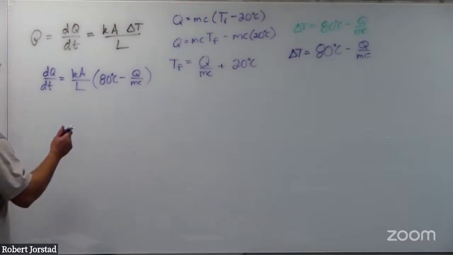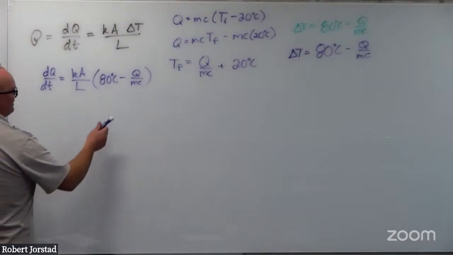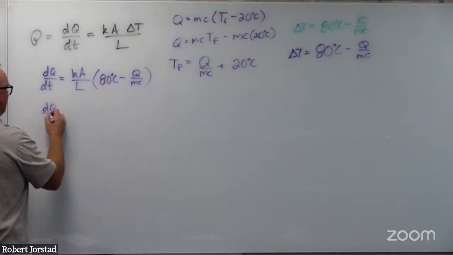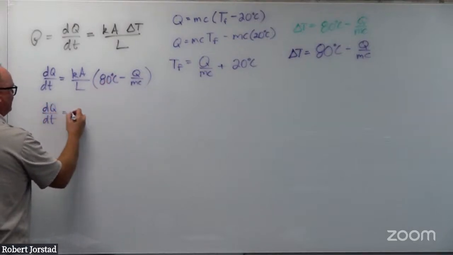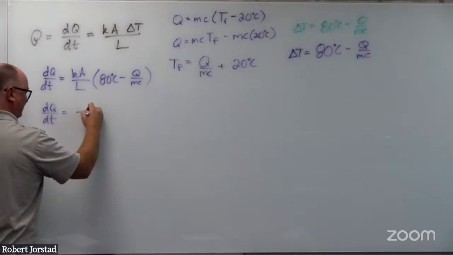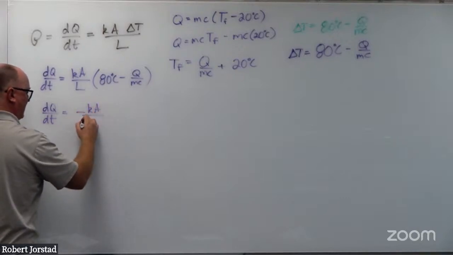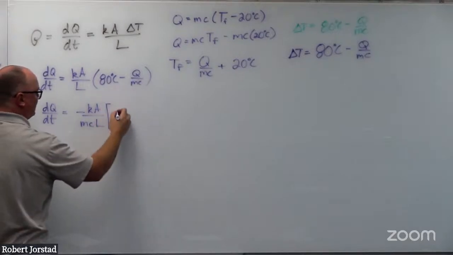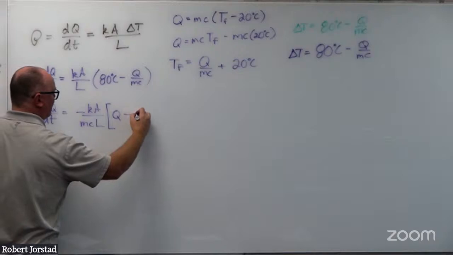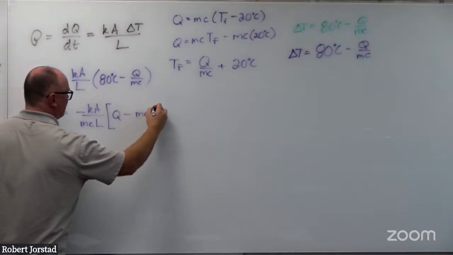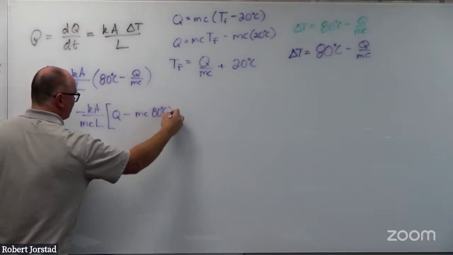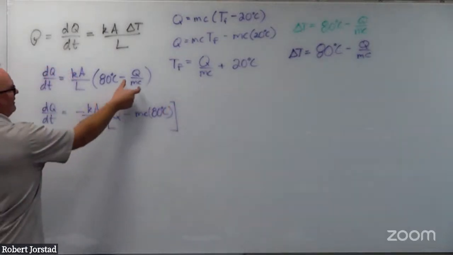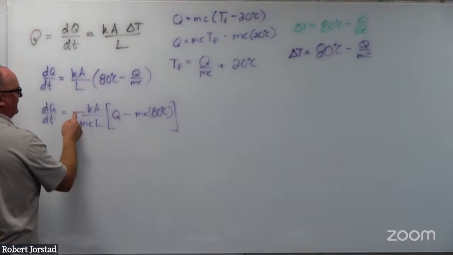All right, what I would do first is actually factor out a negative MC for reasons that will hopefully become clear in a minute. Negative KA over MCL times the quantity Q minus MC times 80 degrees C. Let me see if I did that right. If I factor out a negative MC on this side, I get the negative.